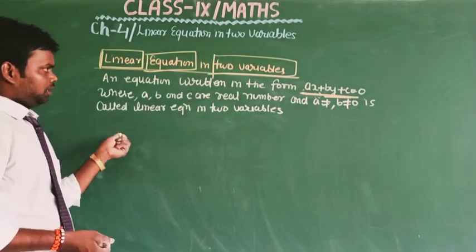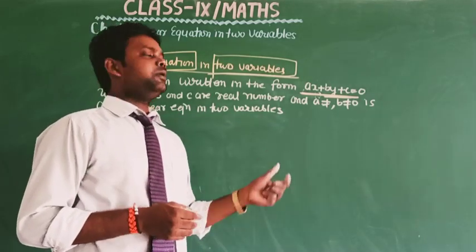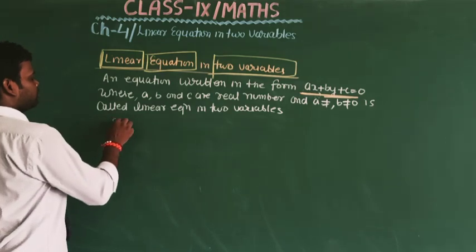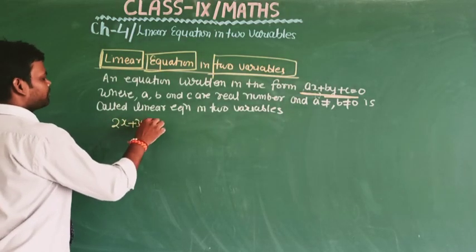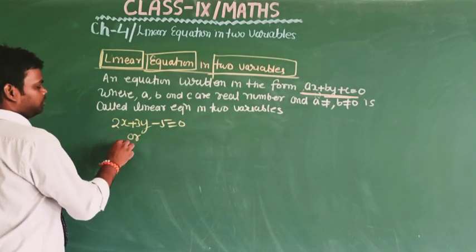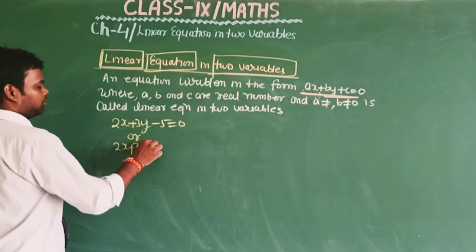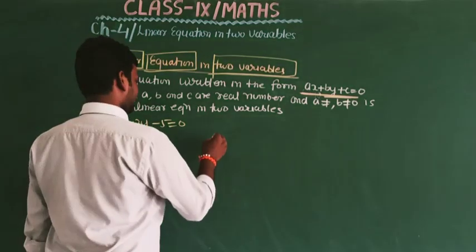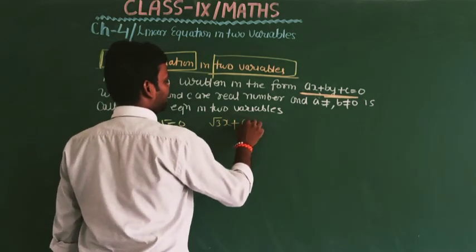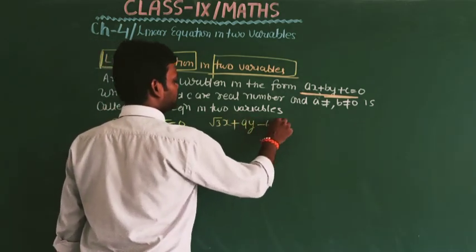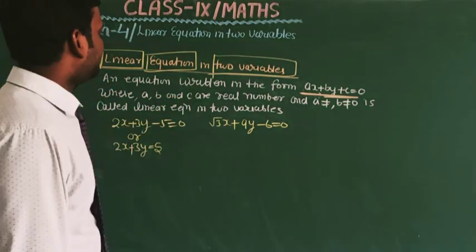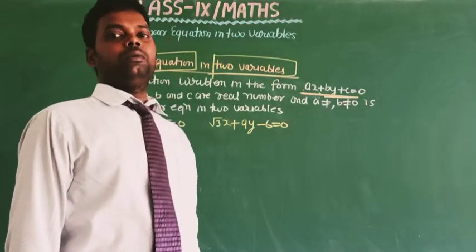Let us write some examples of linear equations in two variables. For example, 2x plus 3y minus 5 equal to 0, which is also written as 2x plus 3y equal to 5, and 3x plus 9y minus 6 equal to 0. These are examples of linear equations in two variables.